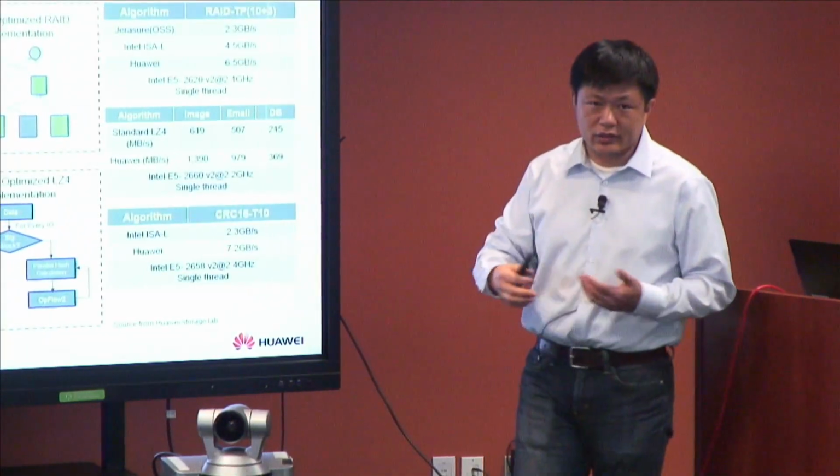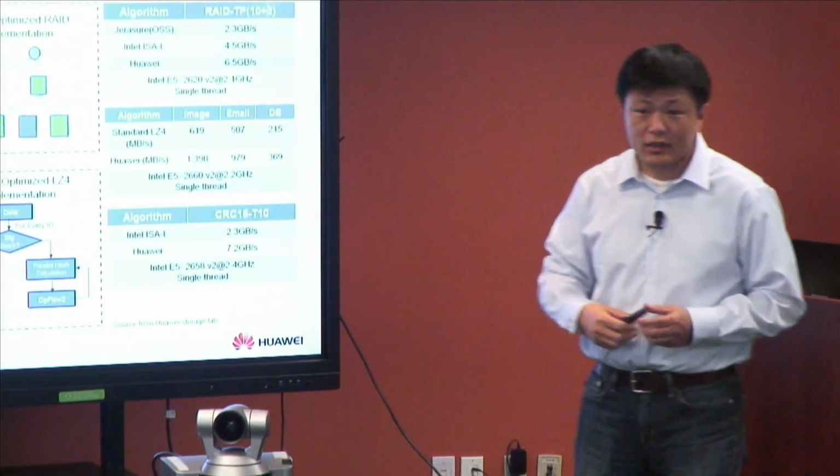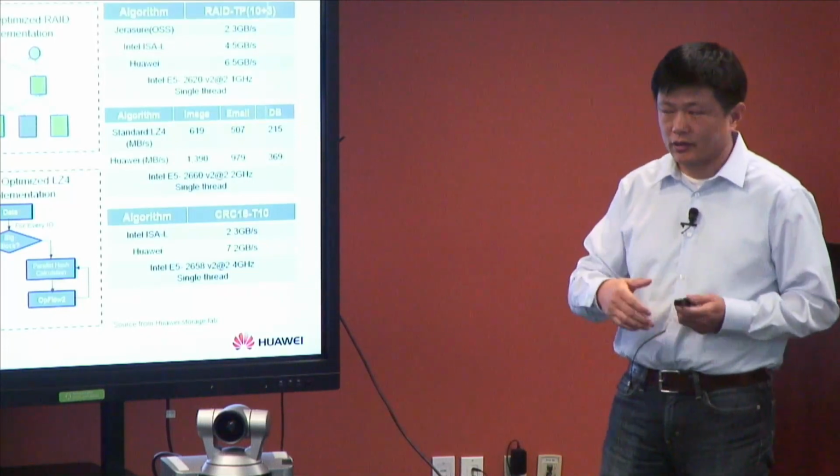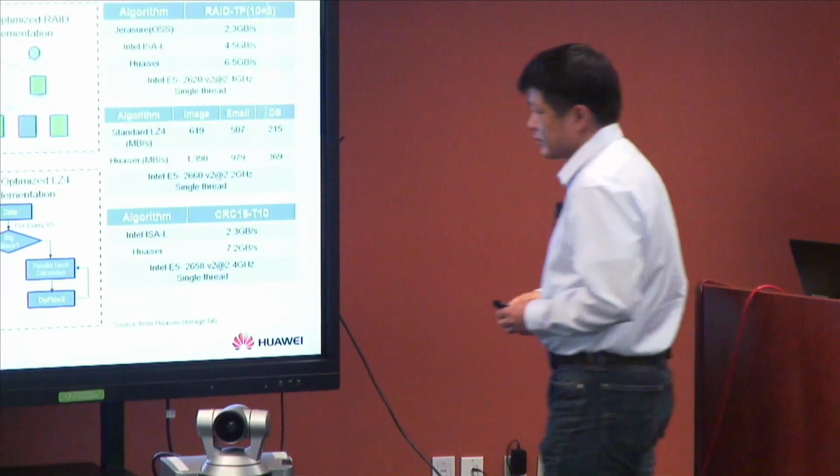Is that your RAID-TP ratio, 10+3? You don't get bigger than that? No, this is just what we used when we tested it. For the TP, the user can select the configuration. The user can select.